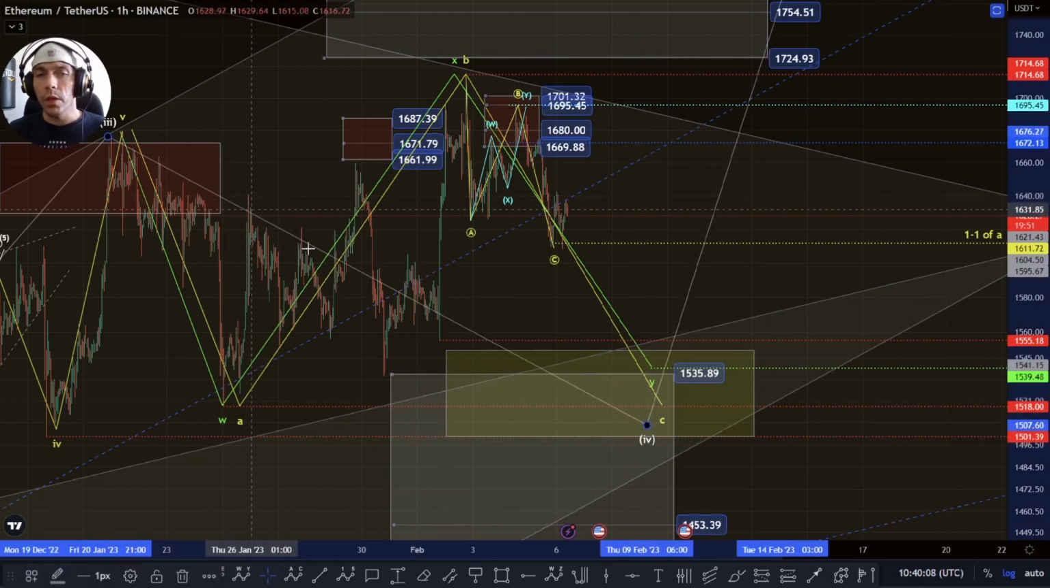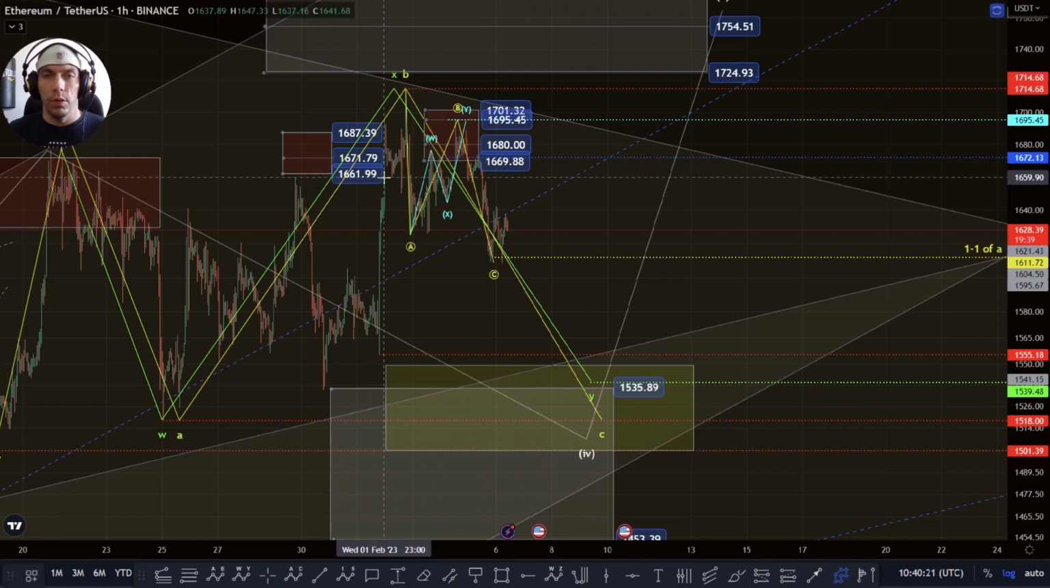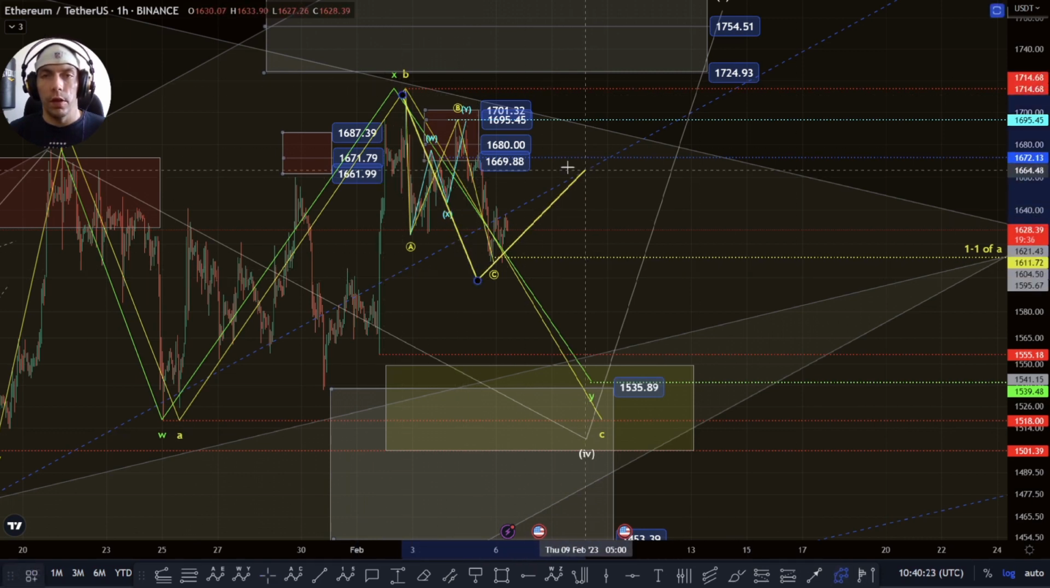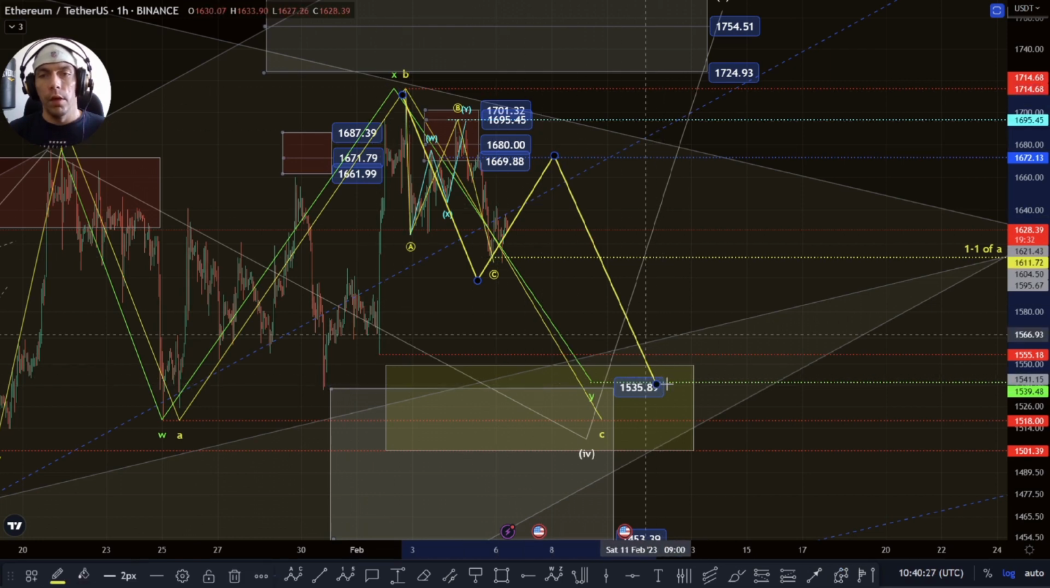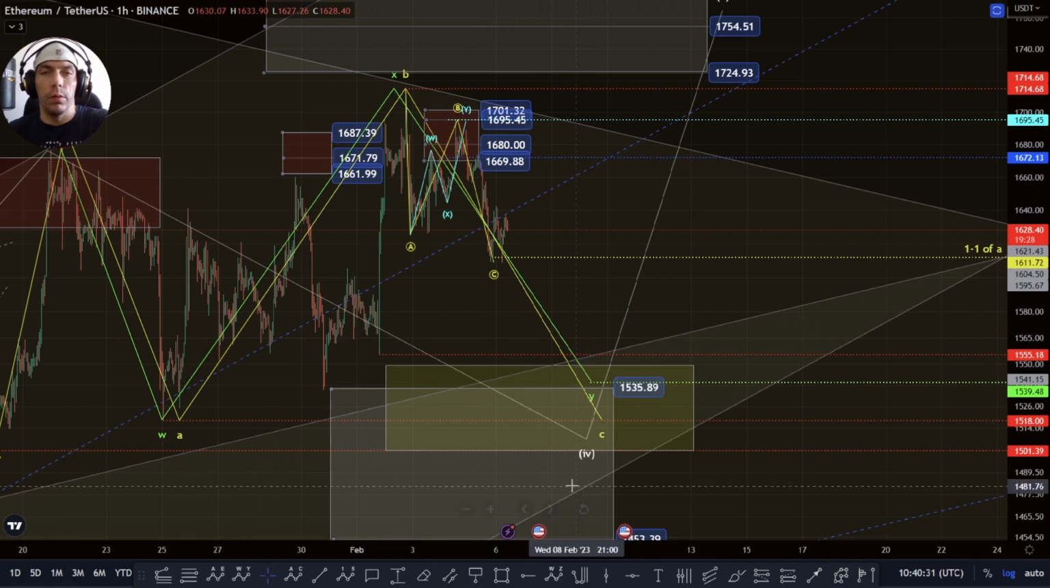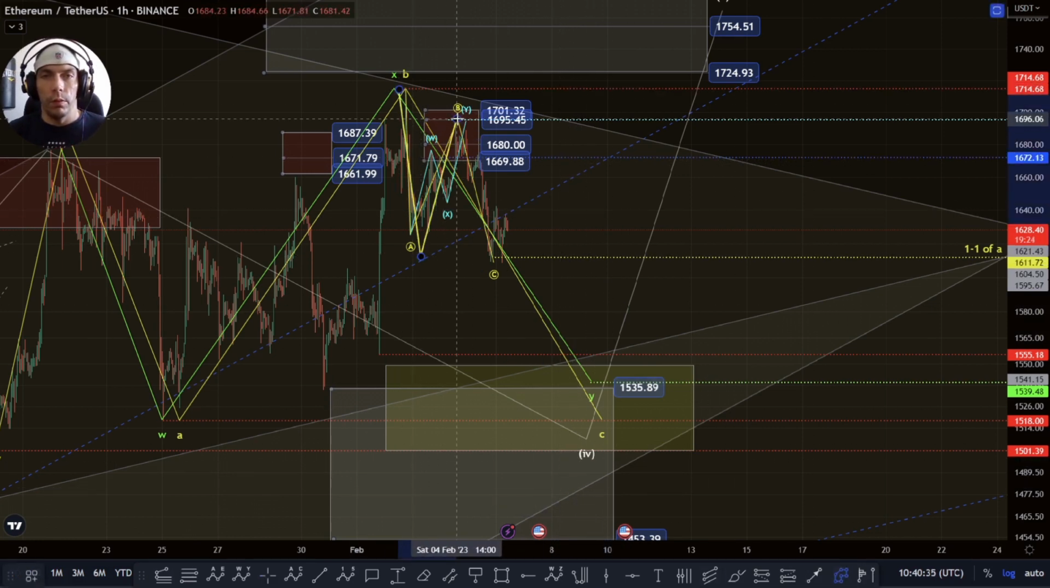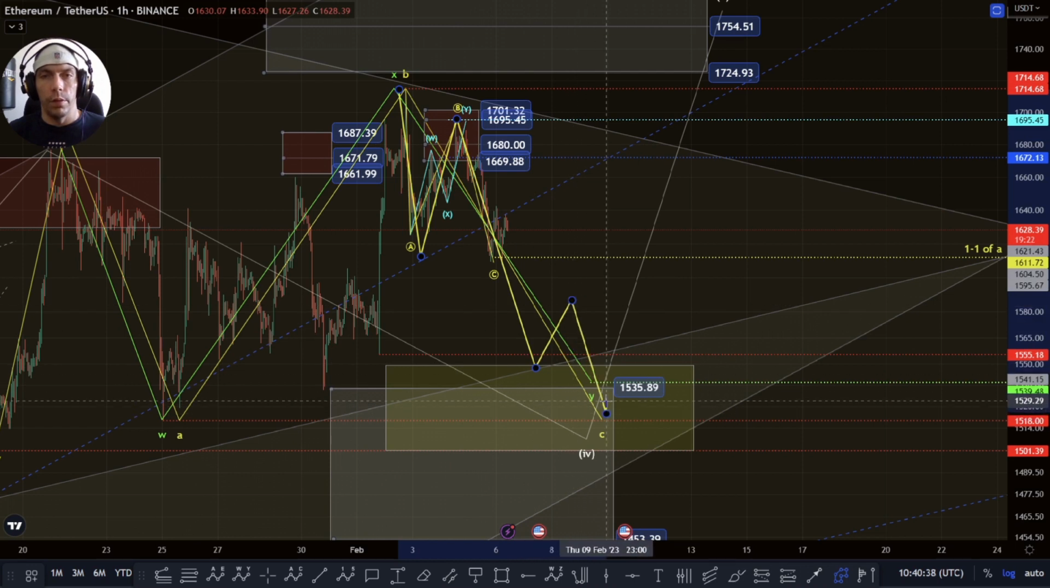That would be looking at this whole move as a corrective structure. So this could be either an A, a B, and a C, or a WXY. The difference is that if it's a WXY, it'll be a three-wave move to the downside. Effectively, what we'd be looking for is something like this, where we retrace back up and then look to break down again in another three-wave move to the downside. Alternatively, we can argue we've got a count where this could break down as a five-wave move here.